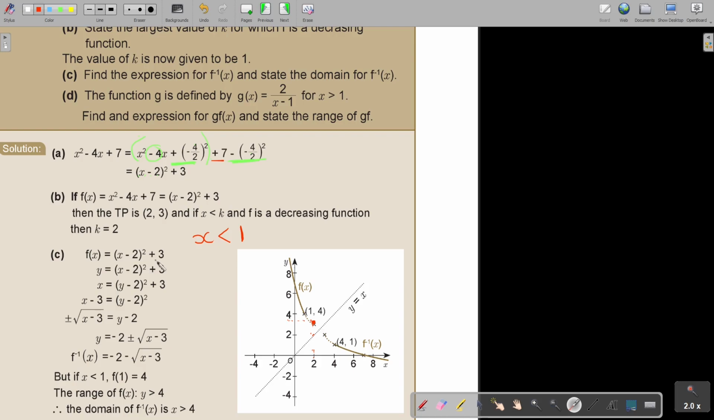So make it y is equal. Then where you see a y, you make an x. Where you see an x, you make a y. Now you make y the subject of the formula. Take that over, take the square root, plus minus, and then you swap it around.